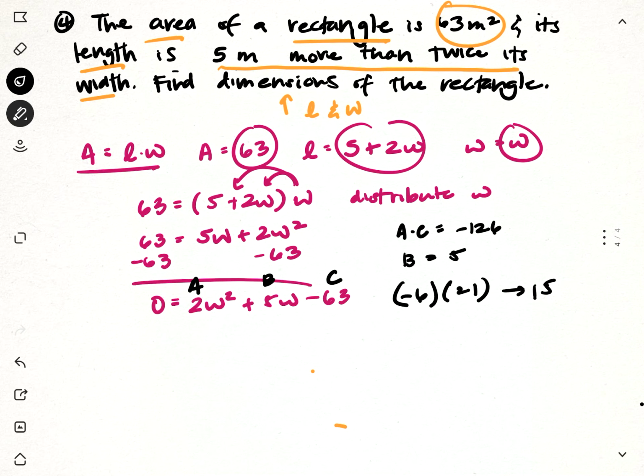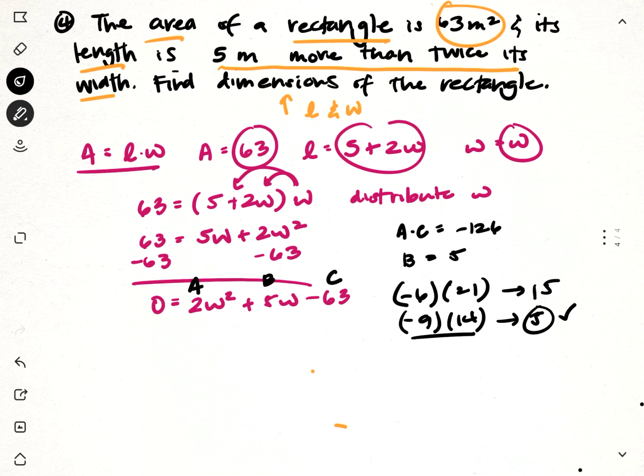All right, what would be another one? 9. 14. Okay, so when we add these two, we end up with 5. This is the one we want. So we're looking at negative 9 and 14.